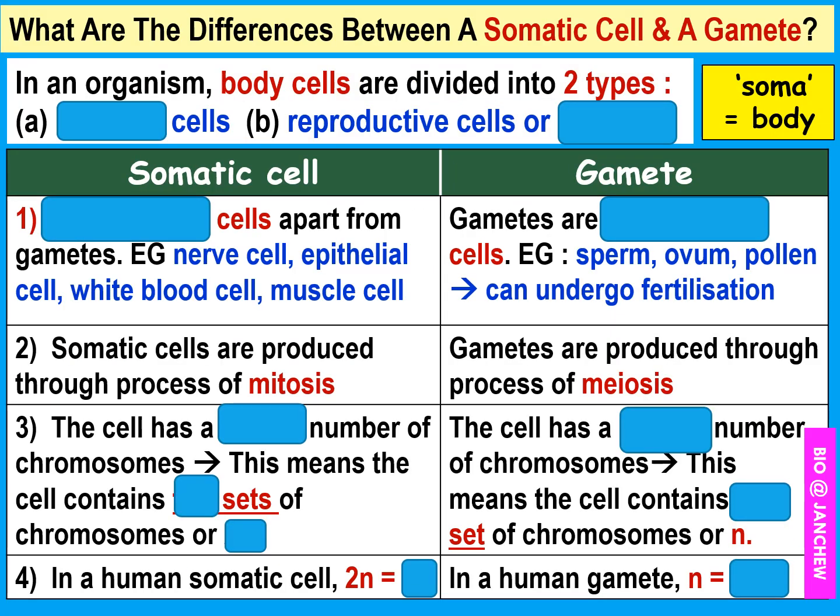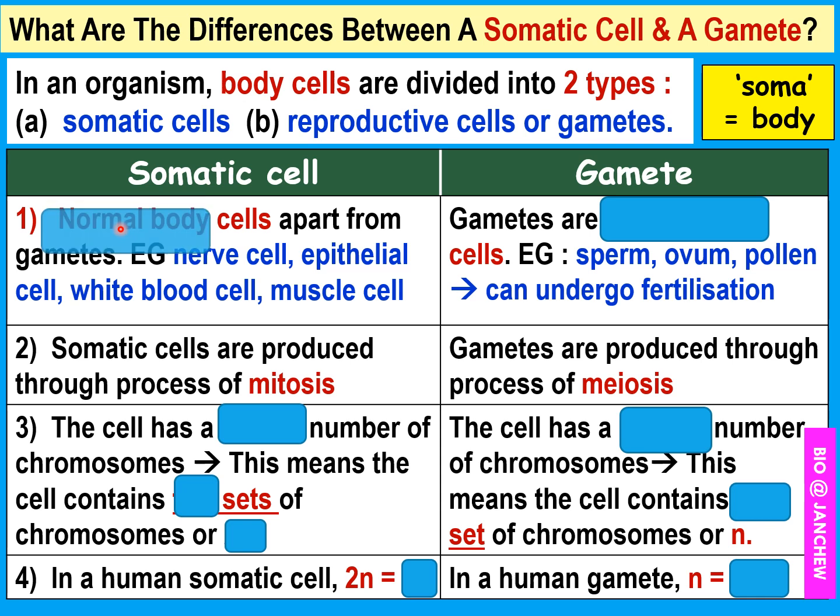Okay, so here's a comparison between somatic cell and the gamete, as a revision. Right, let's try to answer this question, which can be asked in the exam. Comparison. In an organism, body cells are divided into two types. First one are the somatic cells, and the reproductive cells are called what? Yes, gametes. Somatic cells, what type of cells are they? Normal body cells, apart from gametes. And examples are nerve cell, epithelial cell, white blood cell, and muscle cell.